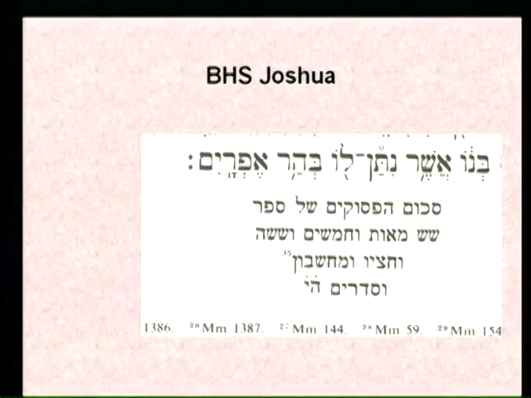So Sekum HaPesukim Shel Sefer is the total of the verses belonging to the book of Joshua in this case. Shesh Meot, 600, Wechemeshim, and 50, Weshisha, and 6. So 656 verses in the book of Joshua.